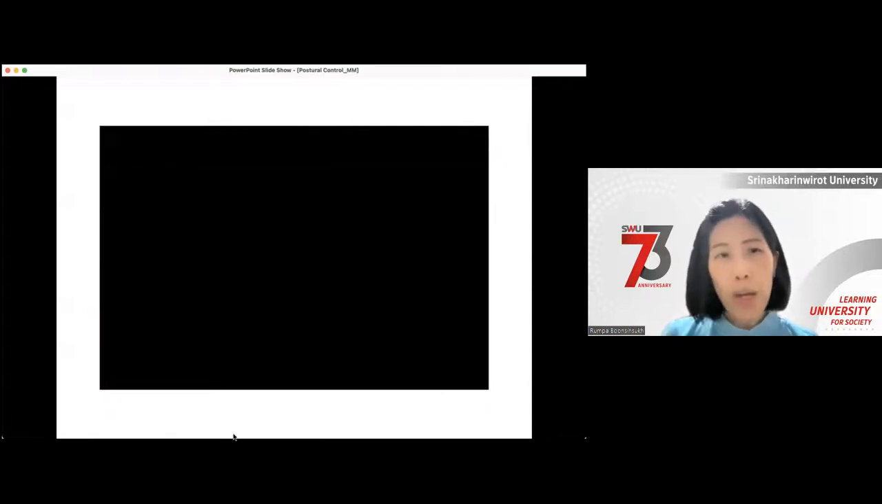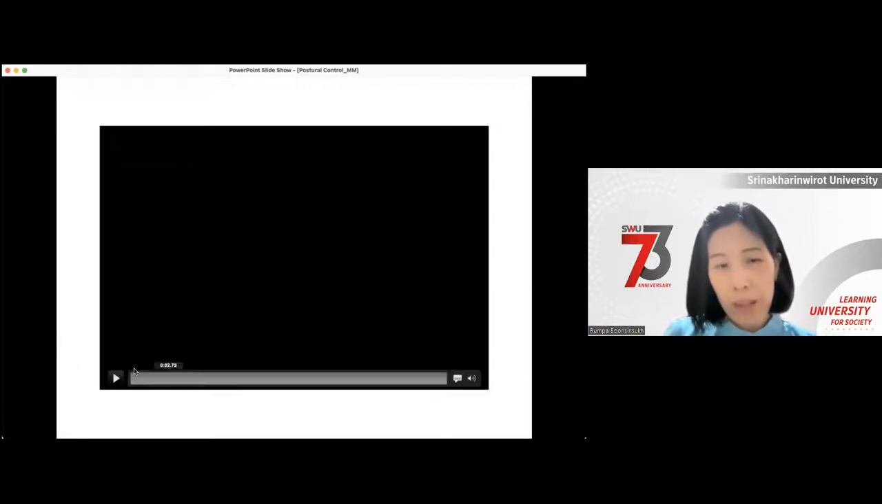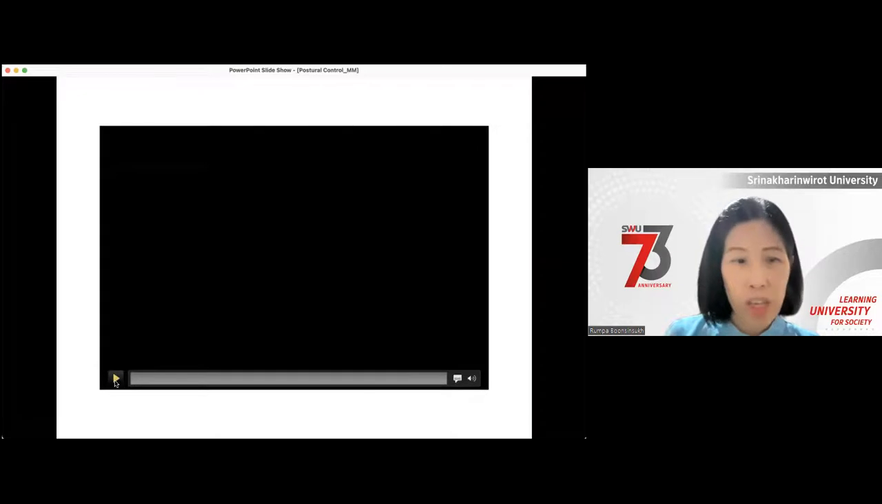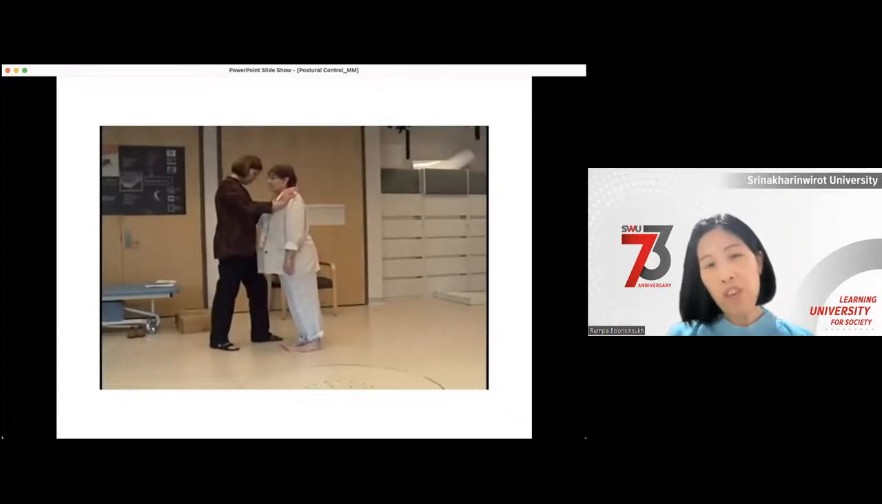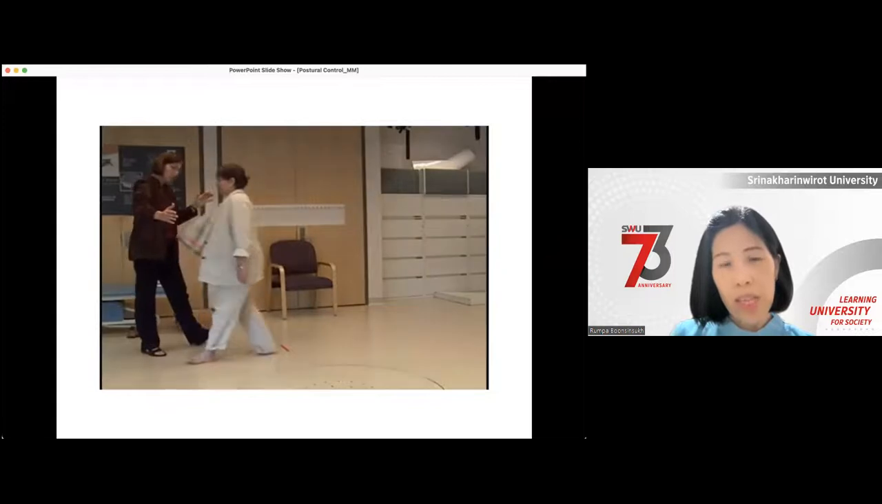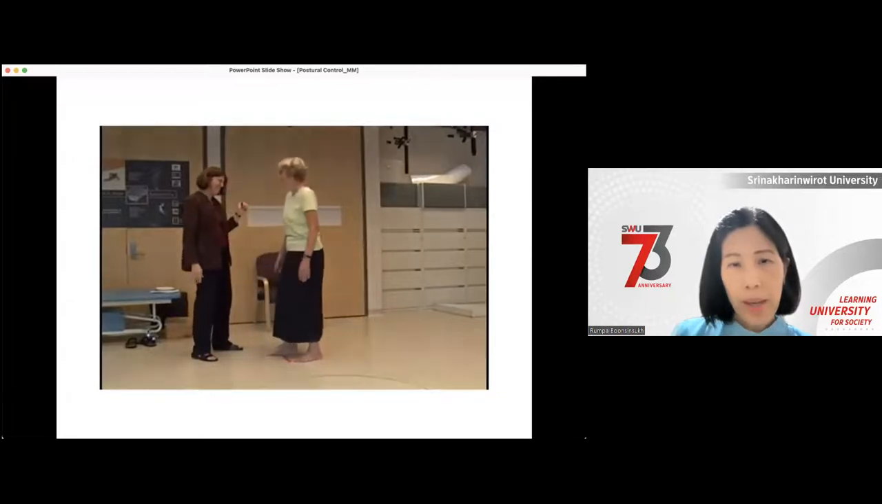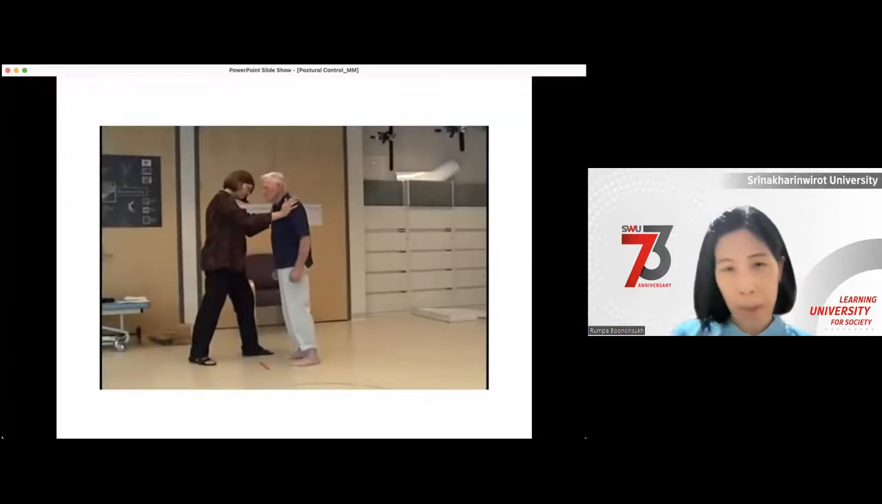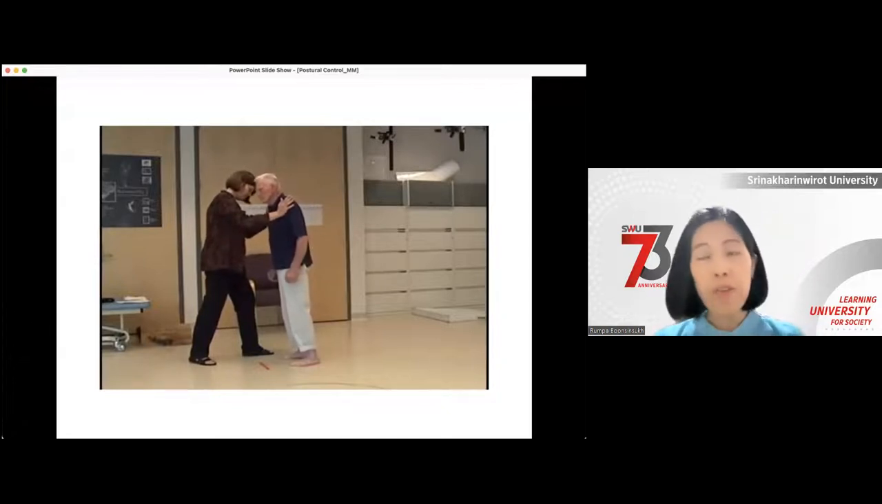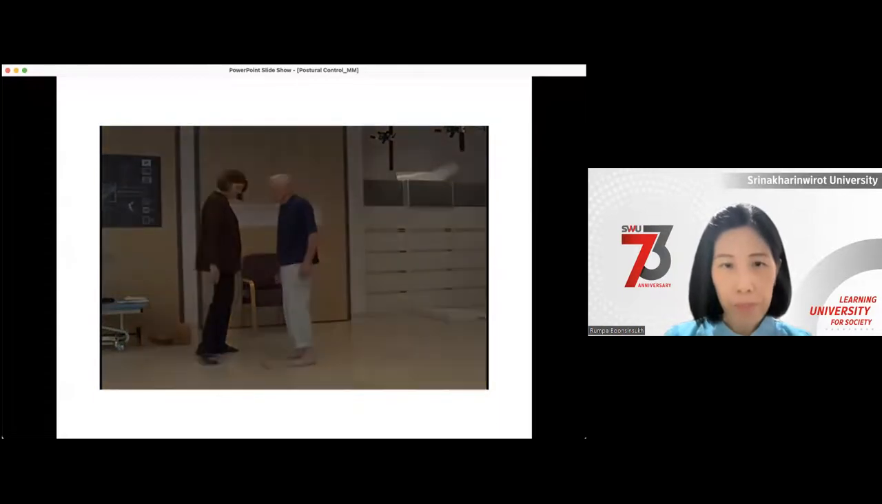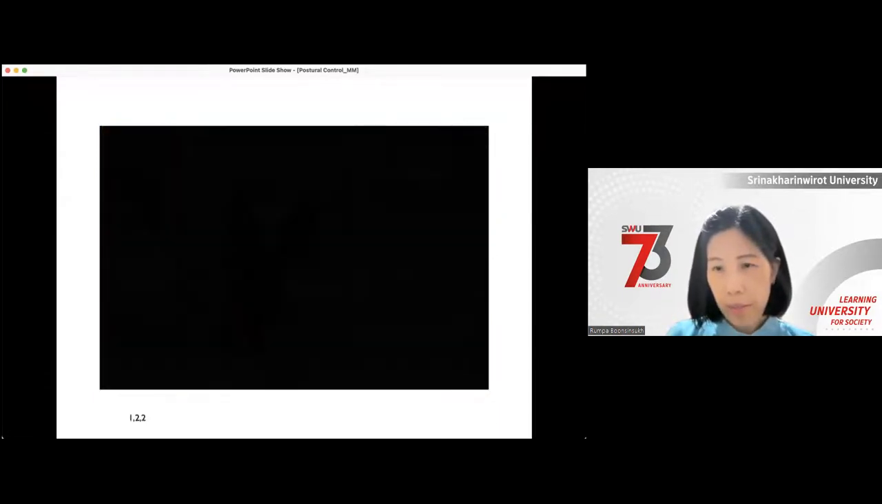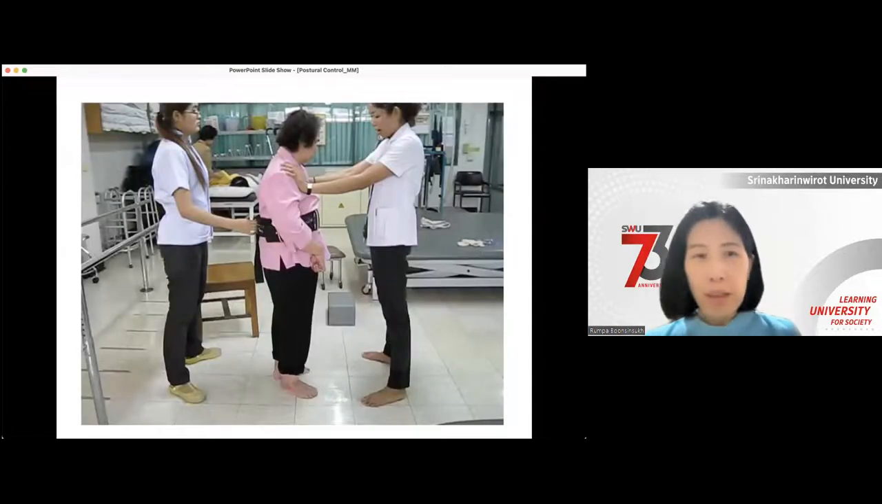The next one is to test for the stepping strategy. And in this video, I will show the video of Professor Fay Horak testing the stepping strategy. To test the stepping strategy, they will ask the subject to lean onto your hand and let go of the hand. And the subject needs to take one step to recover from loss of balance. So that is the test for stepping strategy.